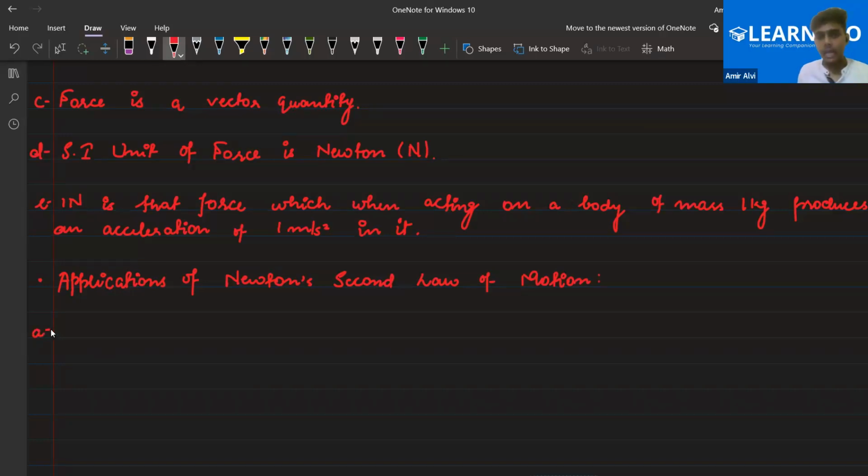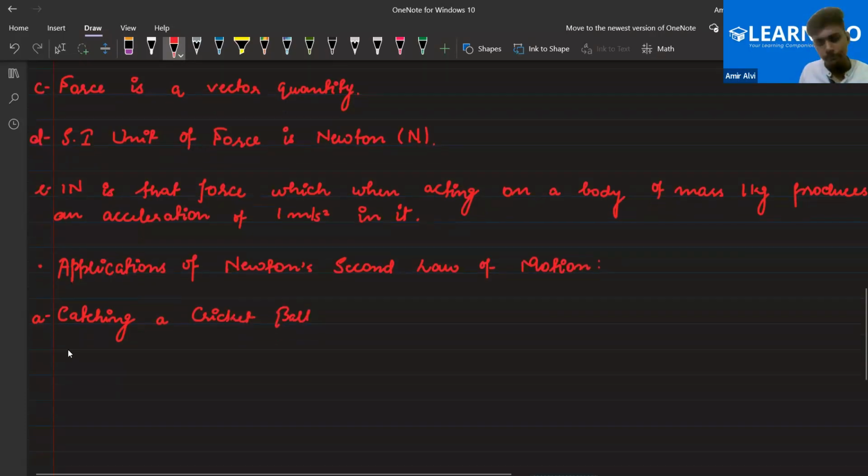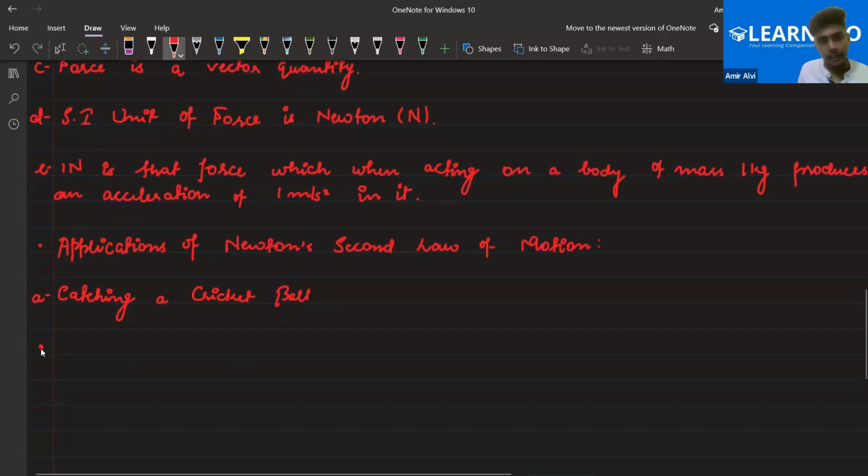Okay, let's take the example of catching a cricket ball. It's not specific to a cricket ball. It can be something having some initial momentum, so it can be a football. It can be a bullet, but you cannot catch a bullet, so keep this in mind. So let me write it here. This is a conceptual question that might come in your exam.